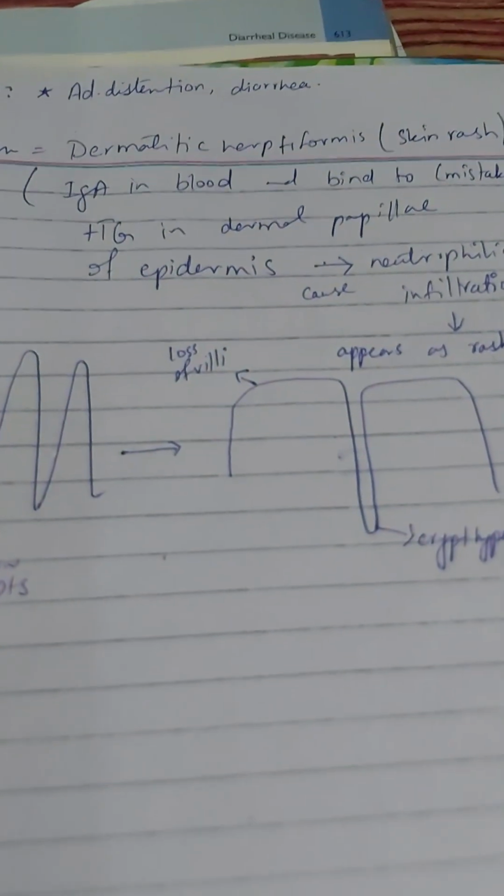What is the pathology behind this? IgA is normally present in the blood, and mistakenly it binds to the tissue transglutaminase enzyme that is present in the dermal papilla of the epidermis. So in the epidermis, the IgA binds to the TTG and stimulates neutrophilic infiltration. Now the neutrophilic infiltration appears as a rash. So this red rash on the body skin is known as dermatitis herpetiformis, which is a very important feature of celiac disease.